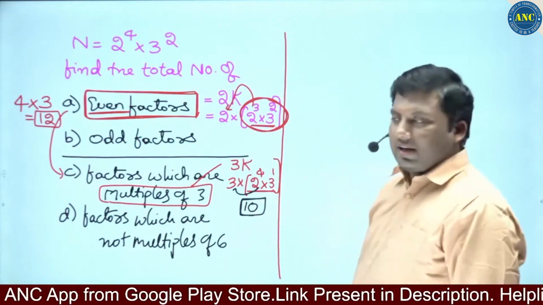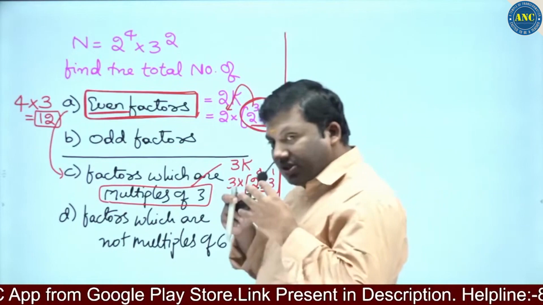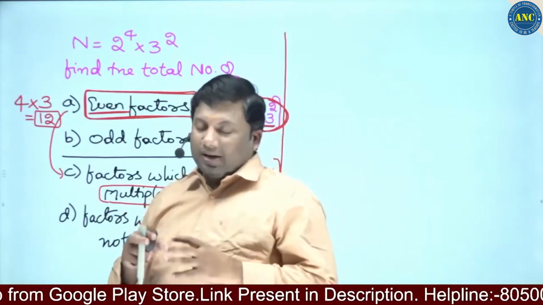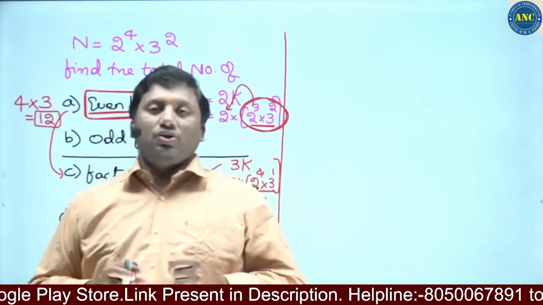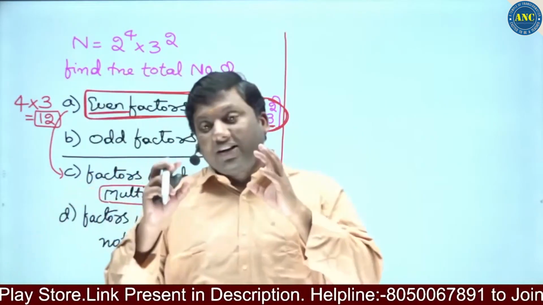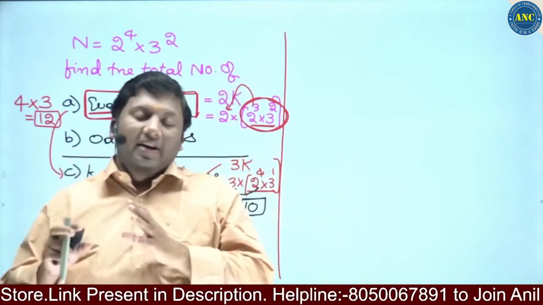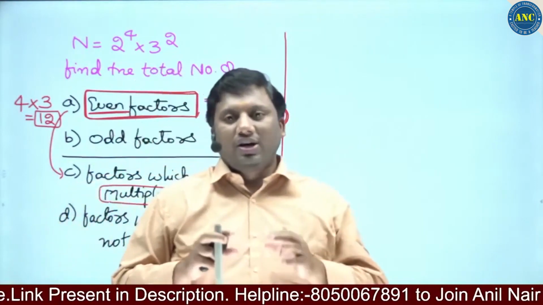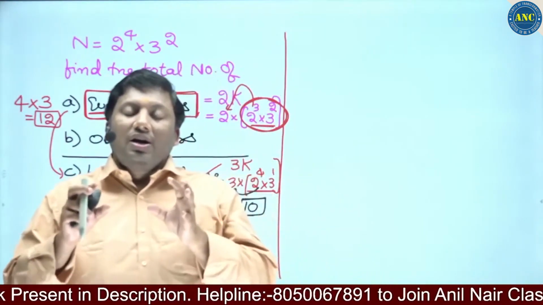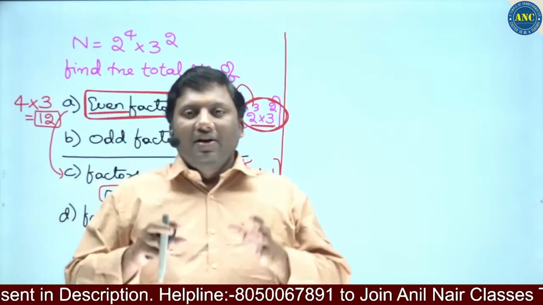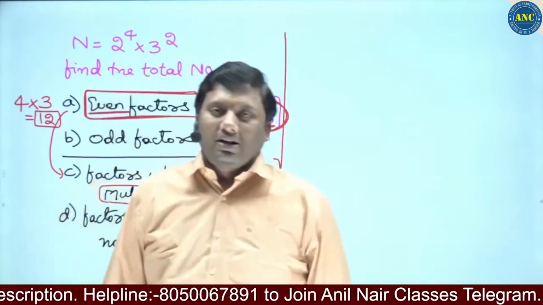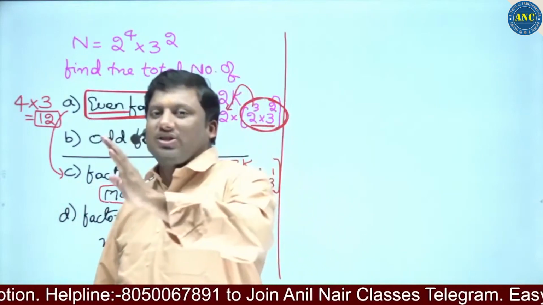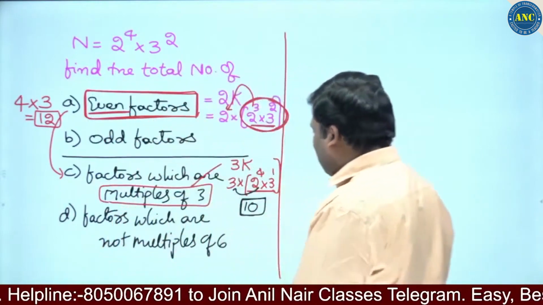5 2s are 10. Factors which are multiples of 2, it is an even number. Factors which are multiples of 3, it is 3 into some natural number. Factors which are multiples of 5, it is 5 into some natural number. Factors which are not multiples of 10, that means total factors minus factors which are multiples of 10. We will use a negation approach.